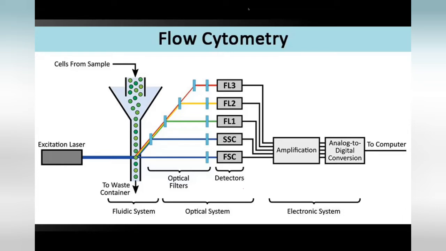Once the laser hits the cell, this light is scattered in all directions, right? This scattered light then passes through the filters. We take the desired wavelength, and then it is passed through detectors. The filters and the detectors constitute the optical system of the flow cytometer. And finally, the signals are amplified, converted into digital signals, and sent to the computer where you can actually read the signals. So that is the electronic part of the flow cytometer.